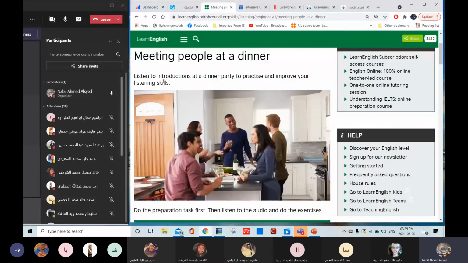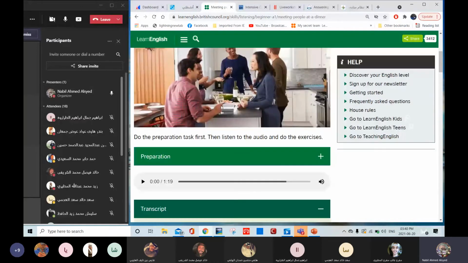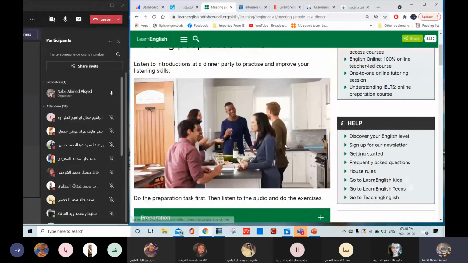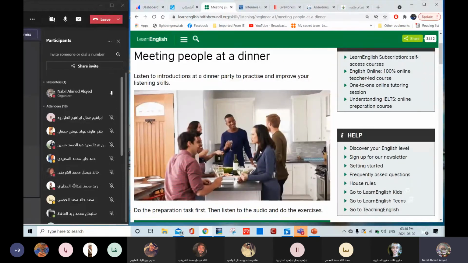Listen to the introductions at a dinner party to practice and improve your listening skills. Do the preparation task first. Then listen to the audio and do the exercise. As you can see in the picture, people are going to have a meeting for dinner.